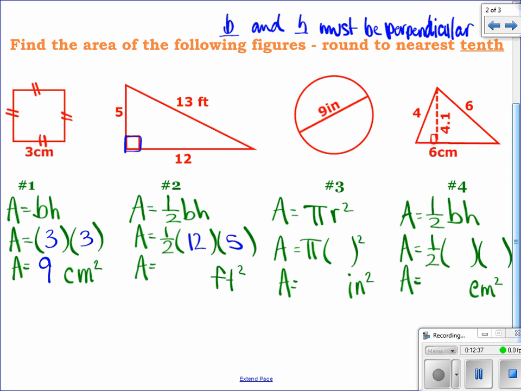A few of you made a mistake on the next one, a very common mistake. We need the radius, correct? So you should have 4.5 there, not 9. 9 is the diameter. So if you made that error, you want to go back and erase that and put 4.5 in there. What do we get when we put that in the calculator?